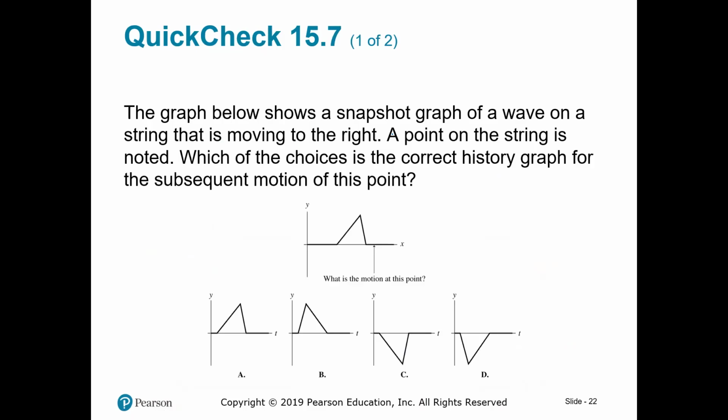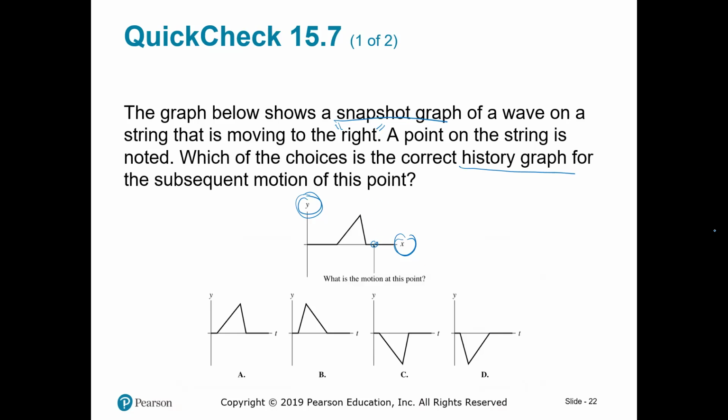And the second question I have is, the graph below shows a snapshot again. This is Y versus X of a wave on a string that's moving to the right. You always have to see the direction very carefully, right? Because if it's moving to the right, you will see this part first. If it's moving to the left, you will see this part first, right? A point on the string is noted, so we are interested in this position. Which of the choices is the correct history graph? So you are basically converting a snapshot graph to a history graph.